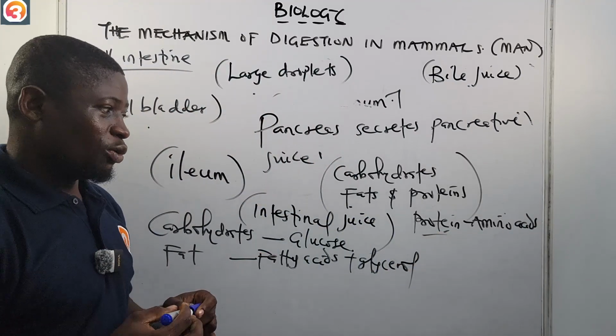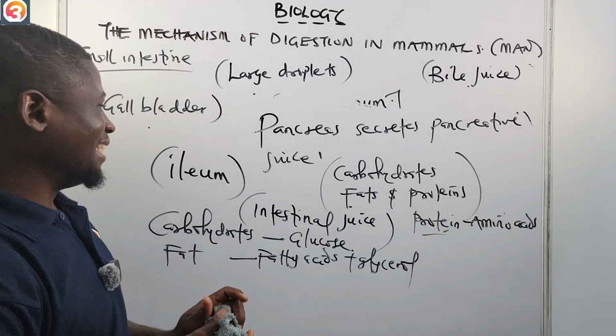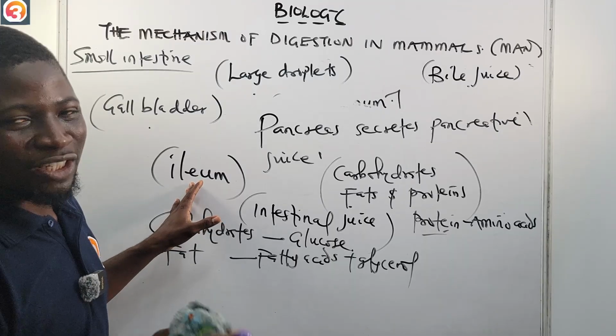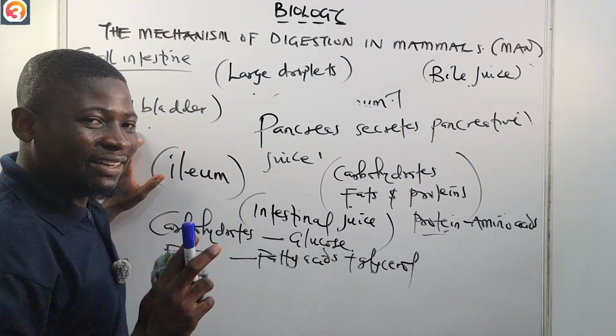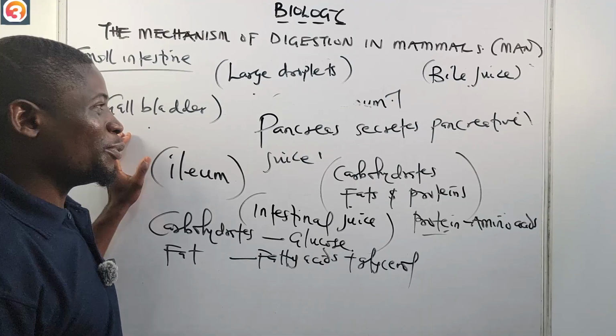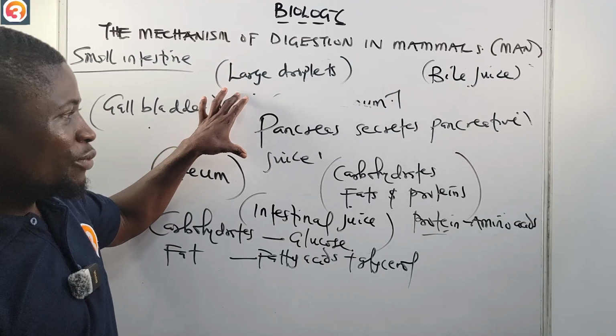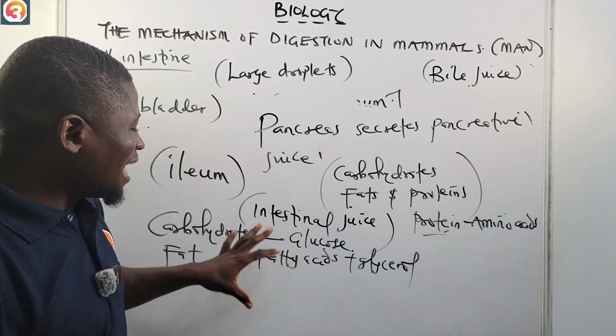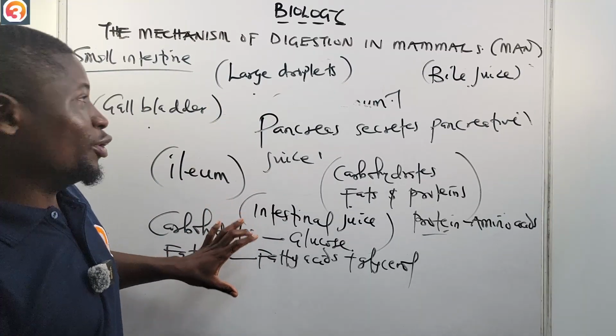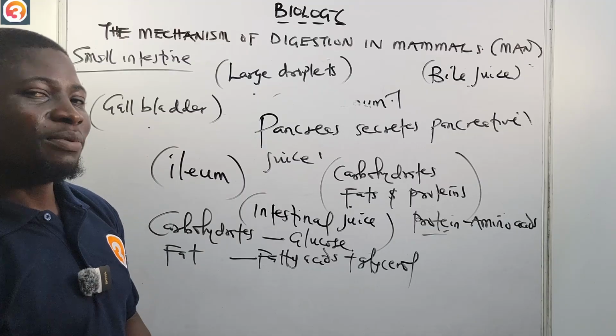Okay, so that is where the final breakdown happens, at the later part of the small intestine, at the ileum. It does not happen at the initial part, where the pancreas and the liver were making secretions. It happens at the end of the small intestine. So please take note of that.